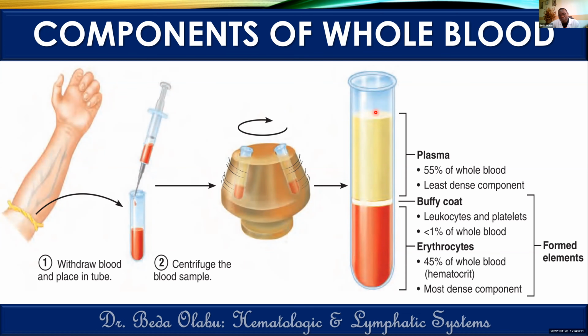The most superficial part of that is occupied by the plasma. So that means that plasma is the least dense. The plasma occupies about 55% of whole blood.